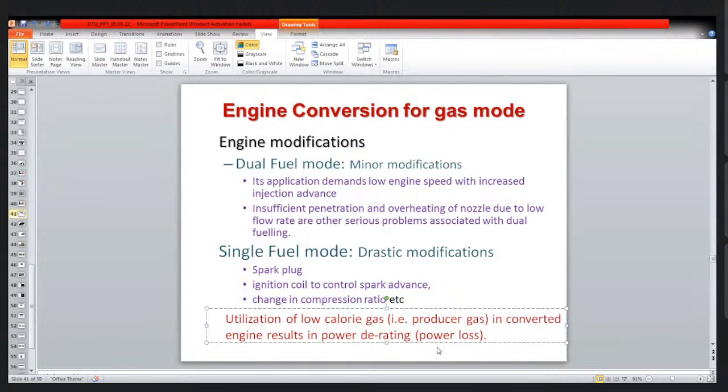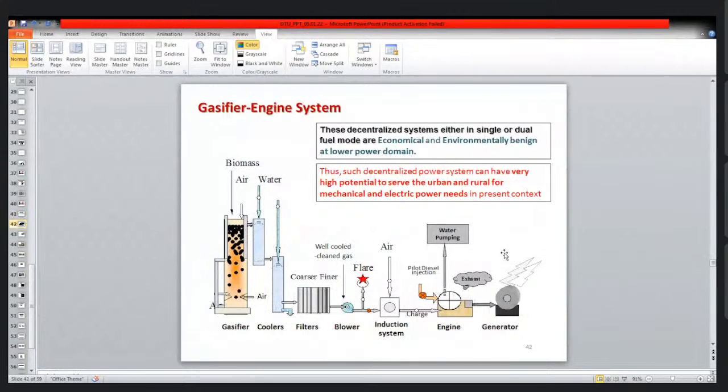Utilization of low calorific value gas in converted engines results in power derating, power loss. Sometimes it is observed more significantly in single fuel mode. In dual fuel mode the impact is very small, but here it is very high. Another aspect is that the dependency of the engine on fossil fuel, that is pilot diesel, can be reduced by using biodiesel. A 20% biodiesel blend is very safe. Single fuel mode is completely free from fossil fuel. Only for starting, petrol is required, and thereafter it is a self-sustaining process. It is a complete system.